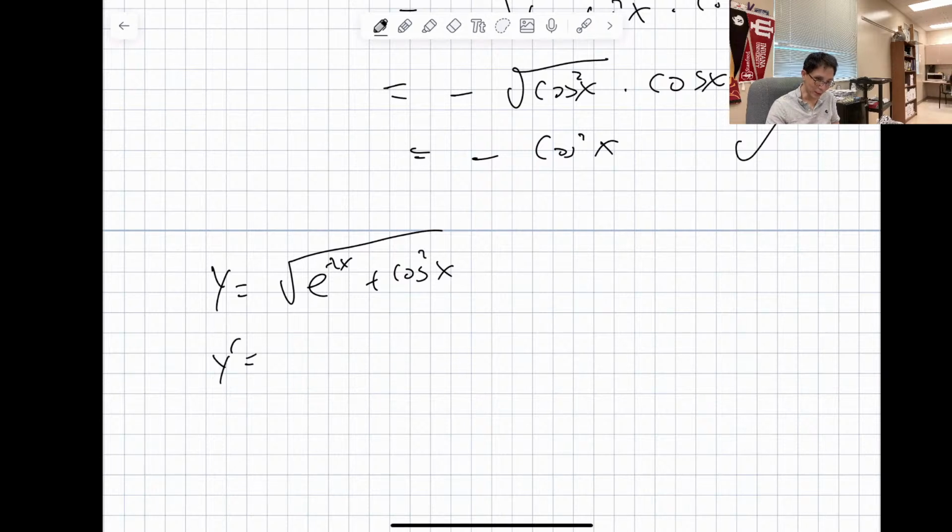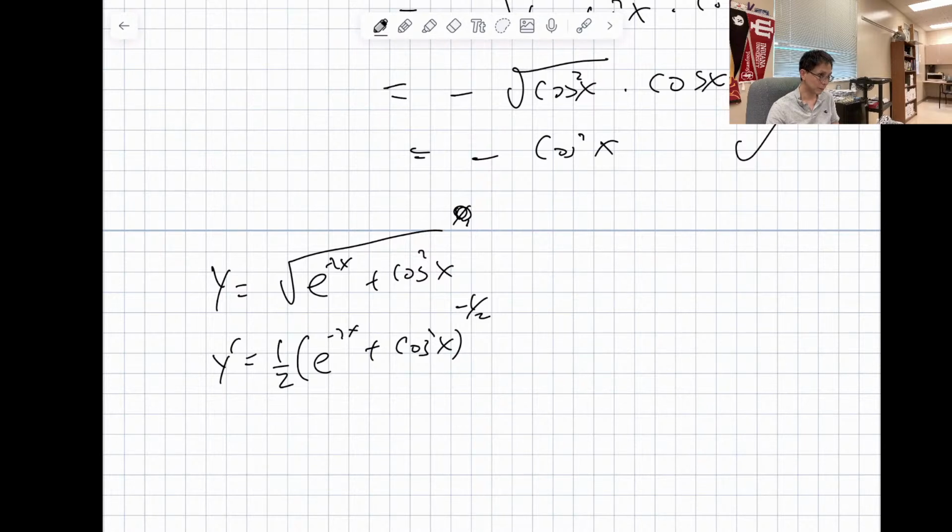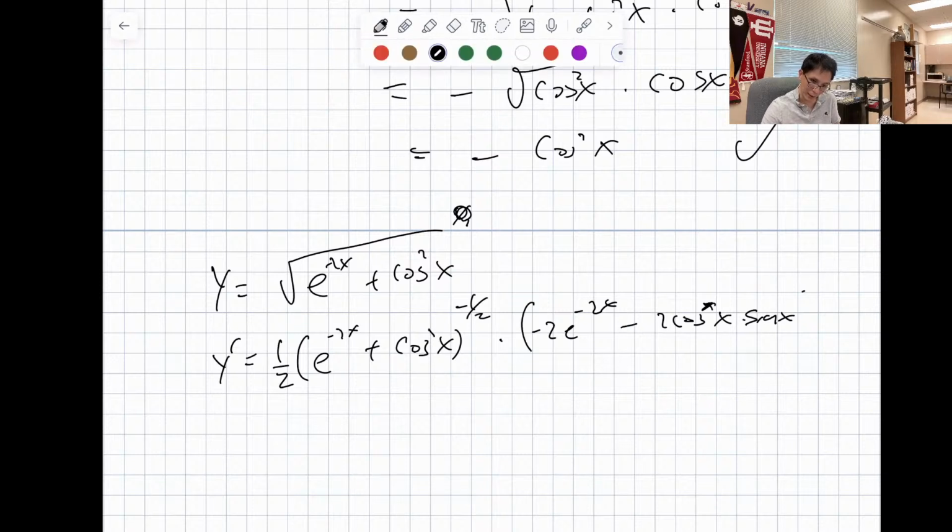Okay, y prime is equal to e to the negative 2x plus cosine square of x, all to the 1/2 power, right? This is the same thing as saying something to the 1/2 power. So it'll be 1/2 times that to the negative 1/2. Is that okay? And times the derivative inside, which is the derivative of e to the negative 2x plus cosine square of x. So it'll be negative 2 e to the negative 2x plus 2 cosine of x, times negative sine of x. Sorry, I got negative sine of x here, and the parentheses should be correct.